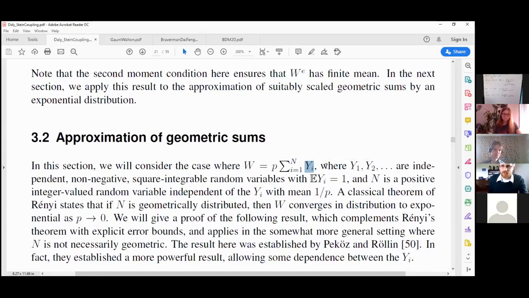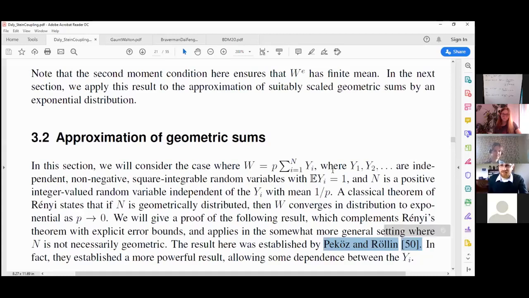Just, in the interest of time and space, I'm going to stick with the assumption that these y's are independent. If you want to see how this works in the case where they're dependent, then you have to go and look at this paper. I'm afraid I'm not going to say anything about that.